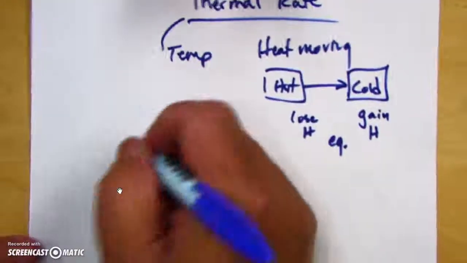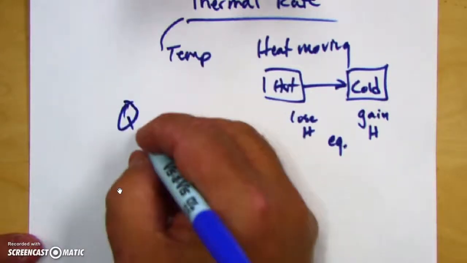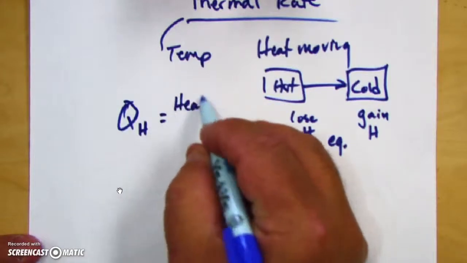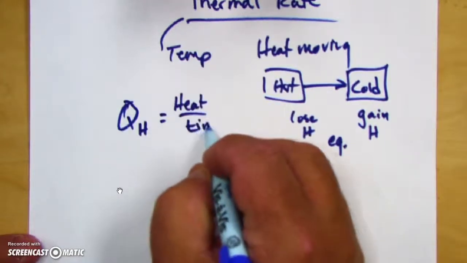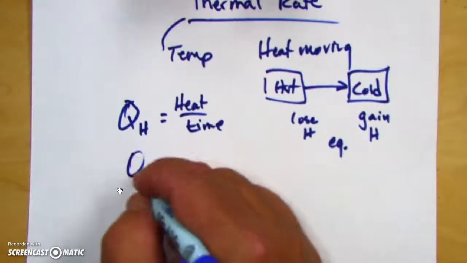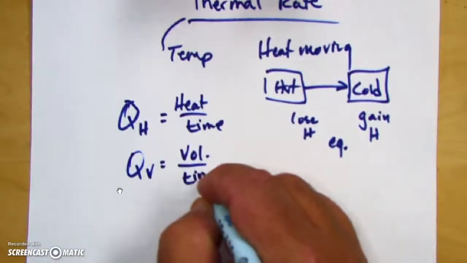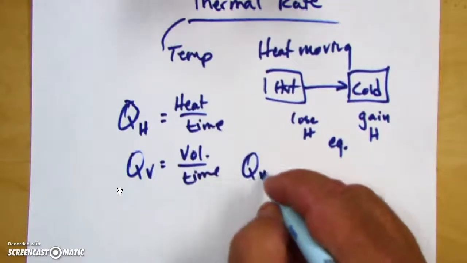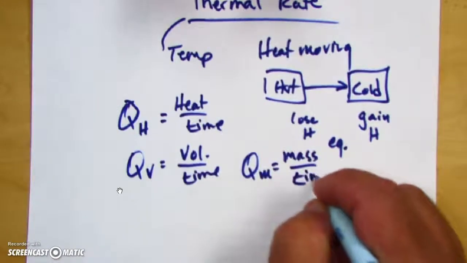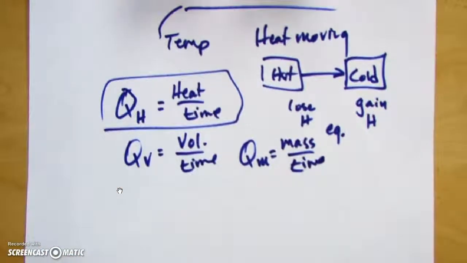Now, for heat flow rate, again, usually for flow we're going to use Q, so we would use QH, and it's going to be nothing more than heat divided by time. So QH, where QV would be volume divided by time, QM would be mass divided by time. So remember, rate is time dependent. Right now, though, we're focused on heat divided by time.